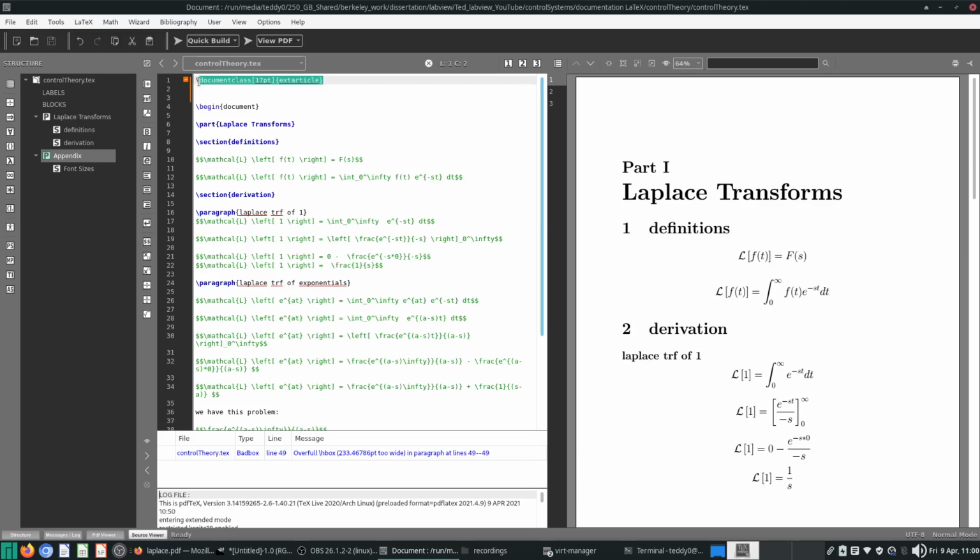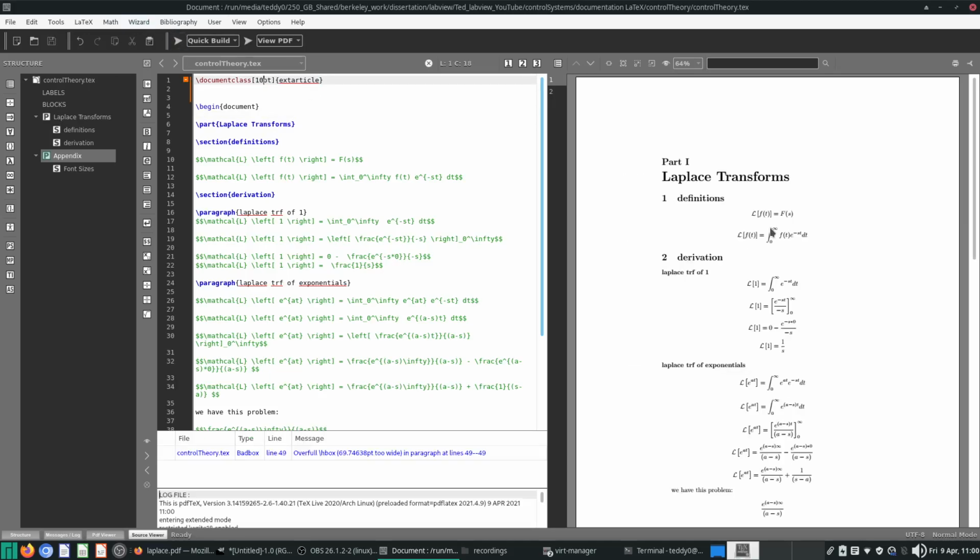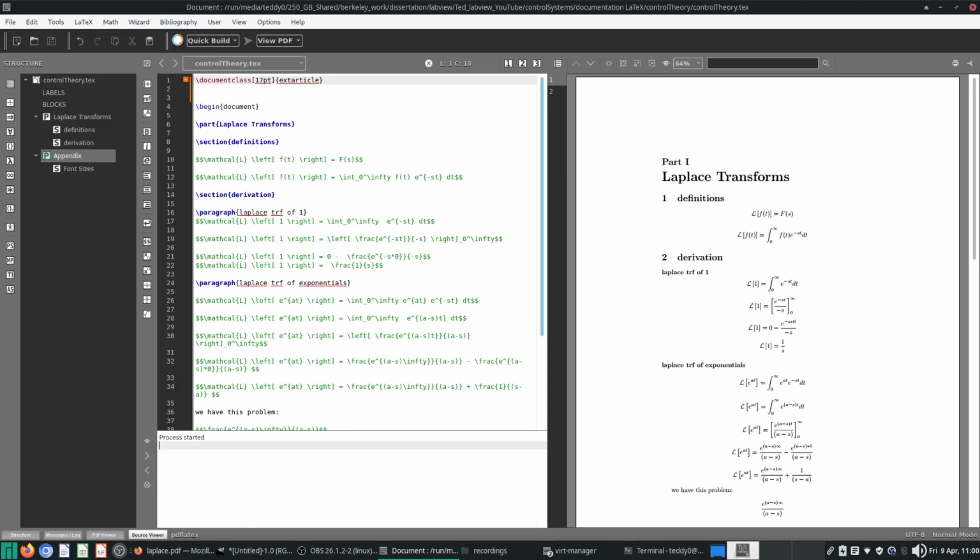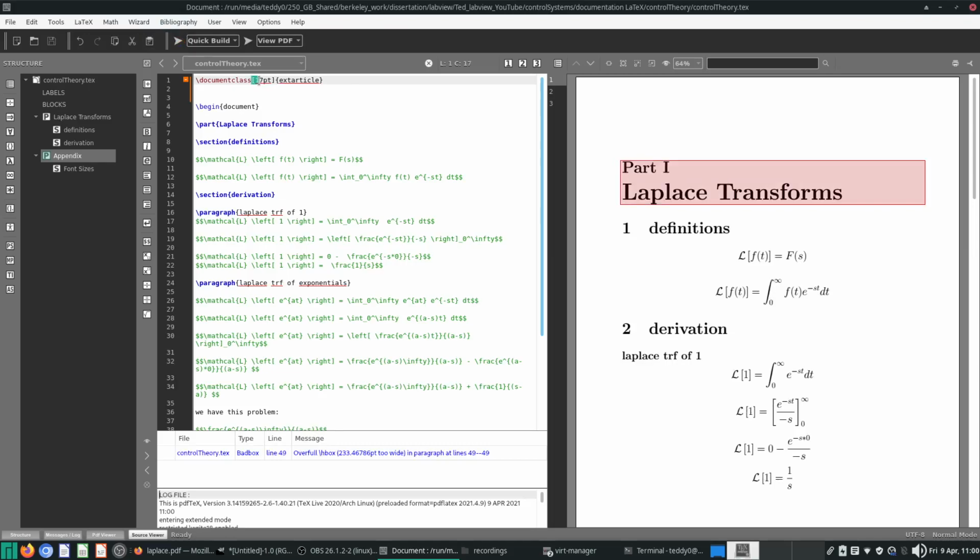And for LaTeX, the document class is extarticle, so that I can change the font size. So for example, if I want a font size of 10 or 11, I can do that. If I want a font size of 17, I can do that. Note that changing the font size here, the 17 point and everything, only works for extarticle. It does not work for the normal article document class.